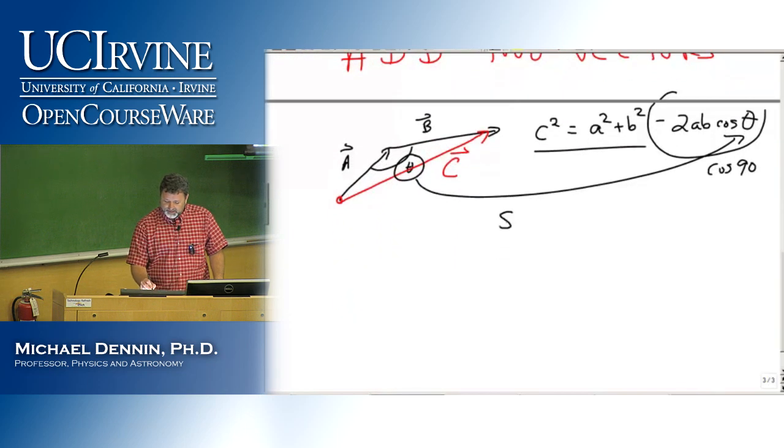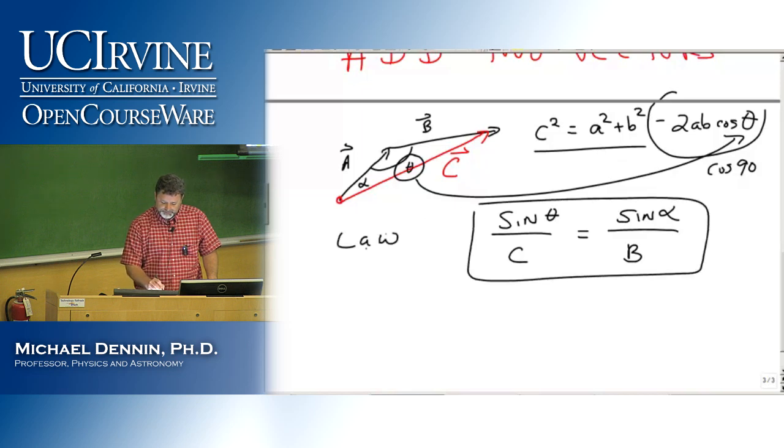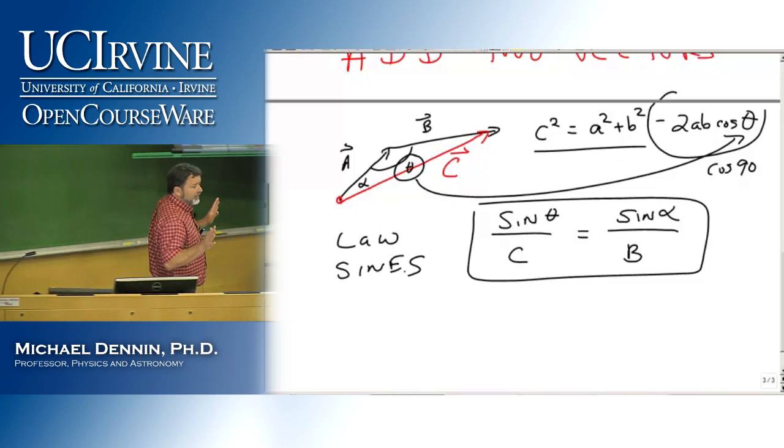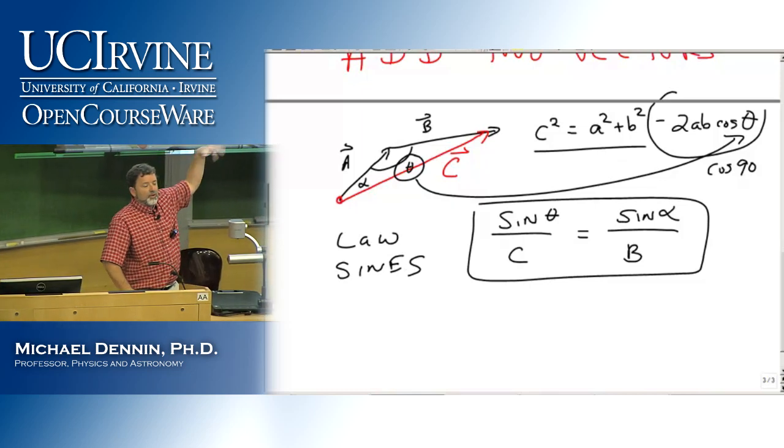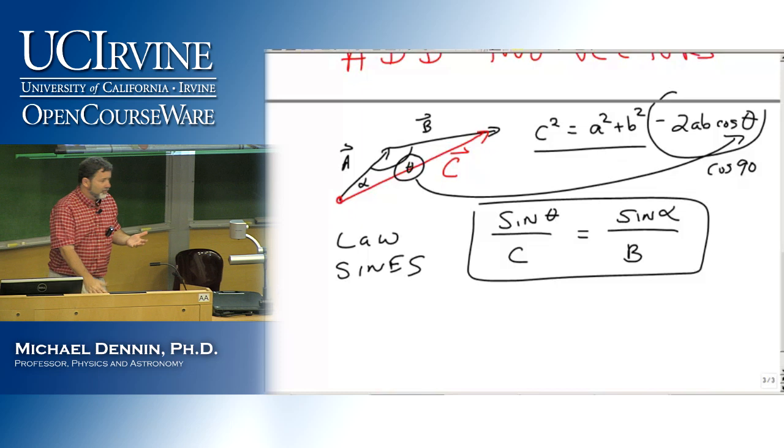We also have the fact that the sine of theta divided by c, if I add in an angle alpha, is the sine of alpha divided by b. This is our law of sines. Now, I put this up here. I want to be clear. I am putting this up here if you feel really, really comfortable with geometry and trig. If you don't, and this makes you nervous, don't even write it down. But I do want to point out to people that this can be a very useful thing if it's something you're comfortable with.